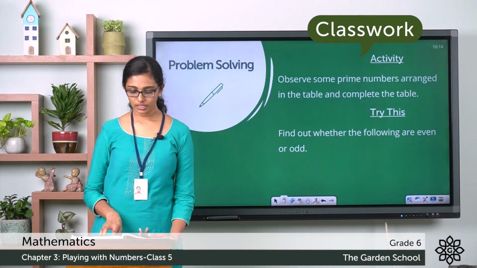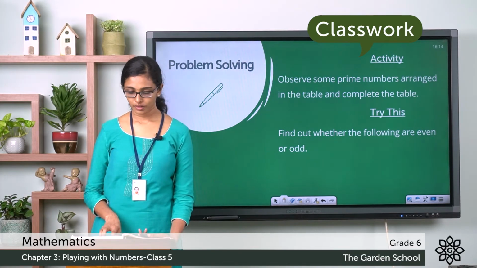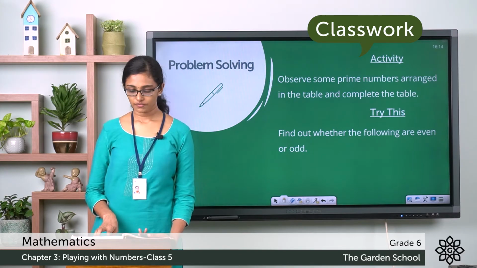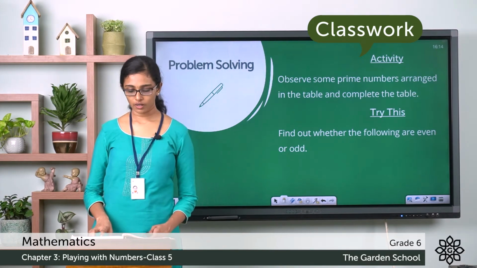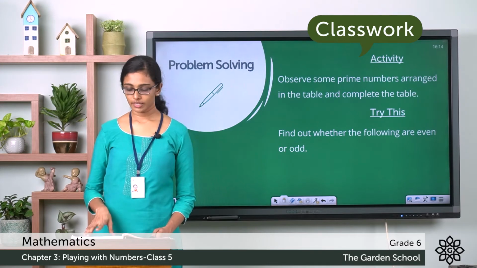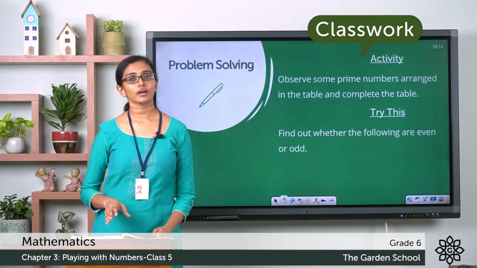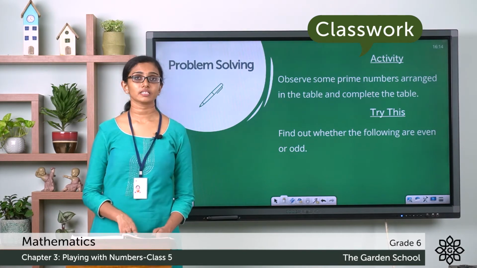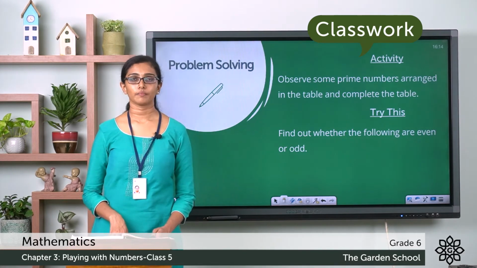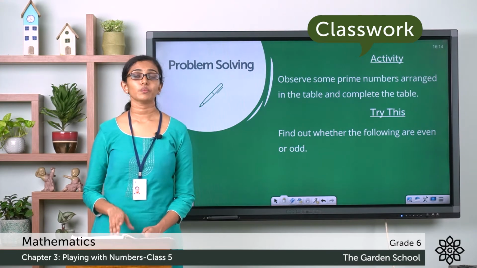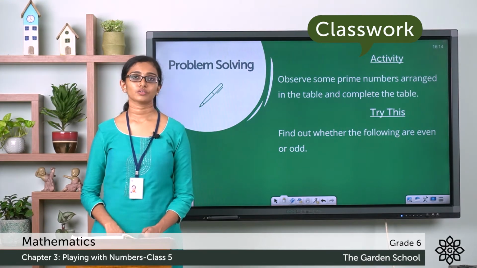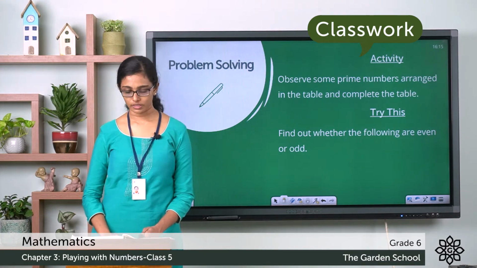For example, the first row, number 1, and the factors of number 1 is 1 only. So, the number of factors is only 1, and is 1 prime? No, 1 is not a prime number. It is neither considered prime nor a composite number. 1 has got only one factor, that is 1. So, it is neither considered prime nor composite.